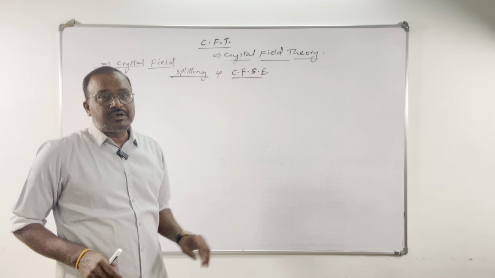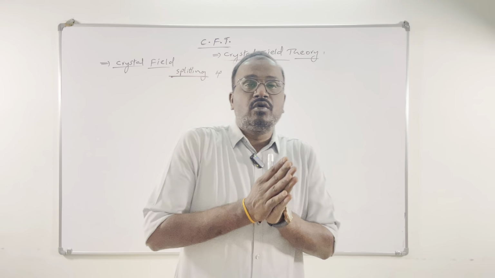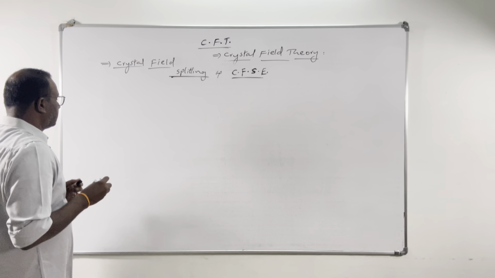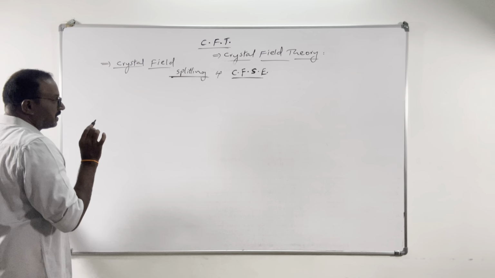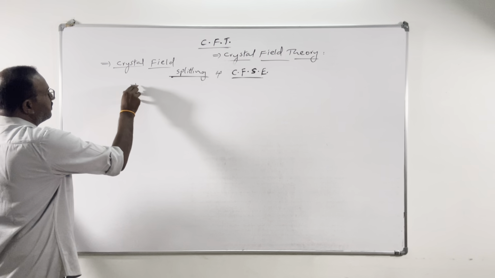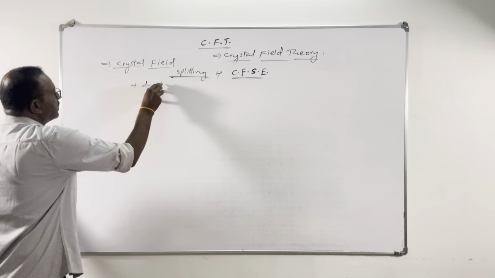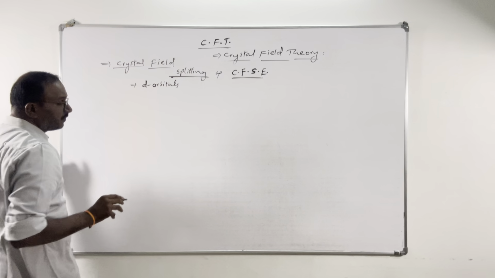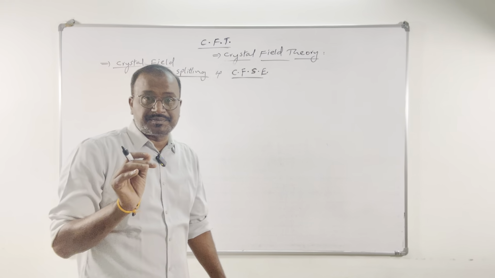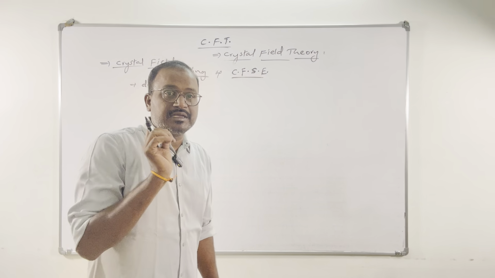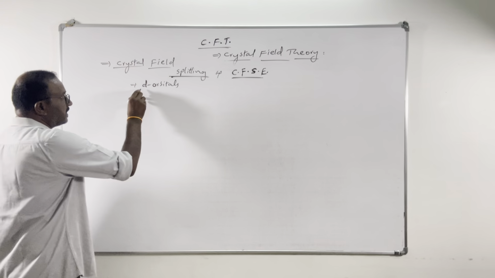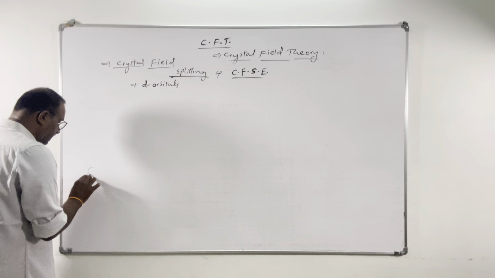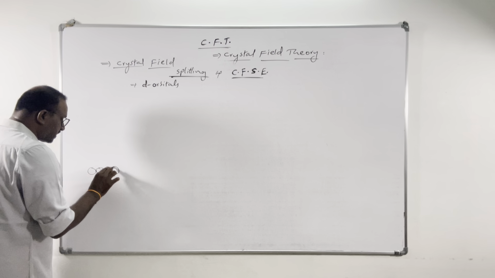In crystal field theory, we first need to know the splitting. What is the splitting? Let us see. Generally, d orbitals in the central atom. Remember, the d orbitals are responsible for the formation of complexes. The main concept of crystal field theory is that d orbitals are responsible. So the d orbitals of a central atom first contain the lowest energy.